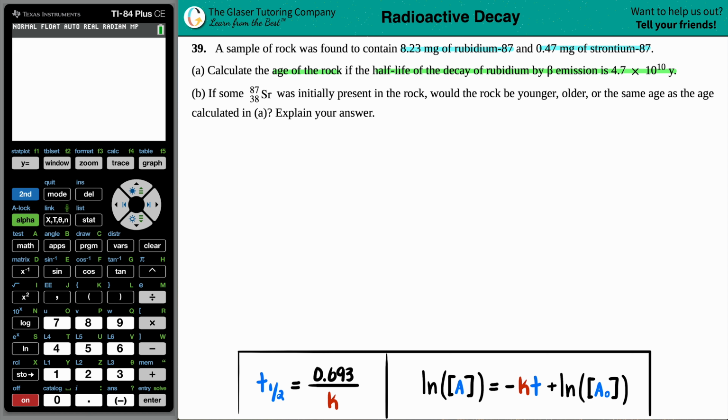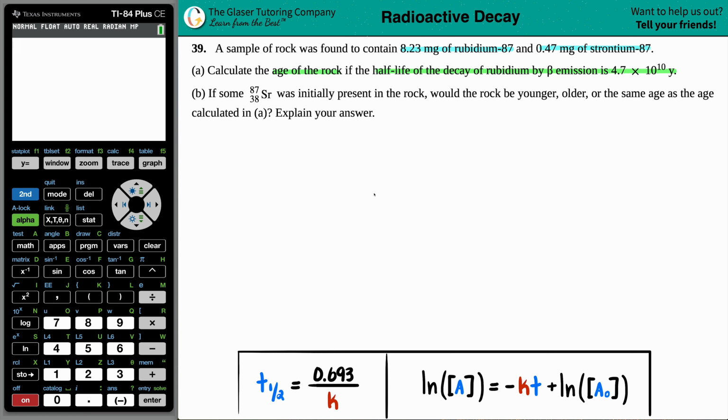That's crazy. So this rubidium, right, it takes 4.7 times 10 to the 10th years to decompose to half of its original value. That's a long time. But either way, with that half-life and what they told me, we have to basically find out the total age of the rock. How old is this rock?